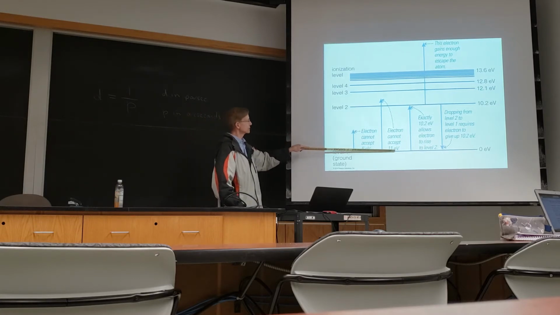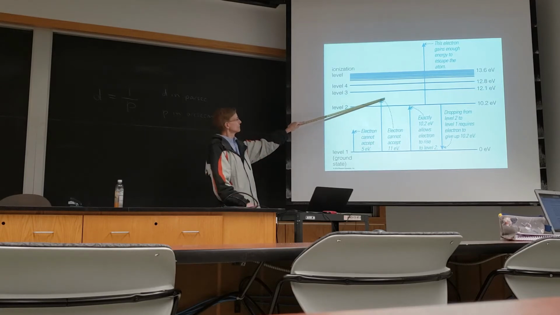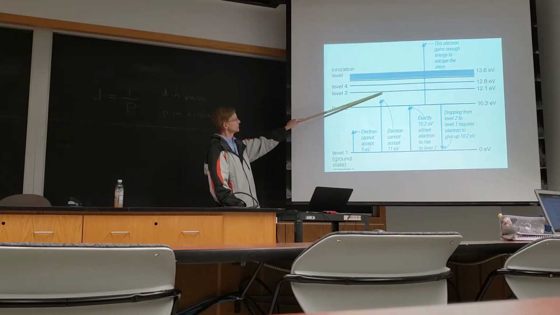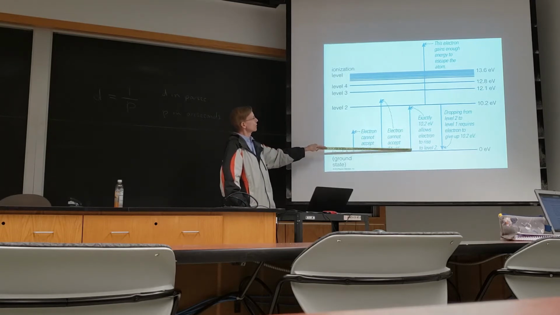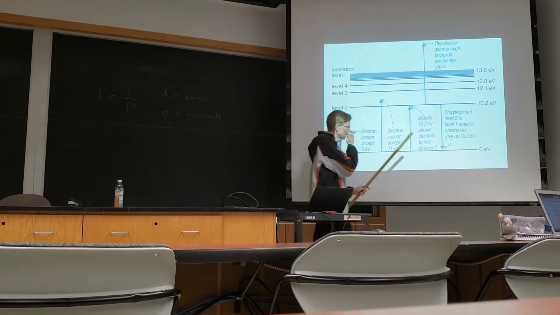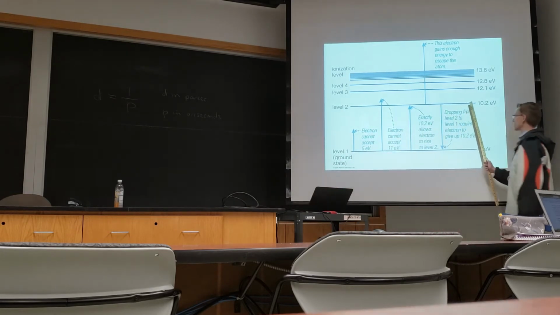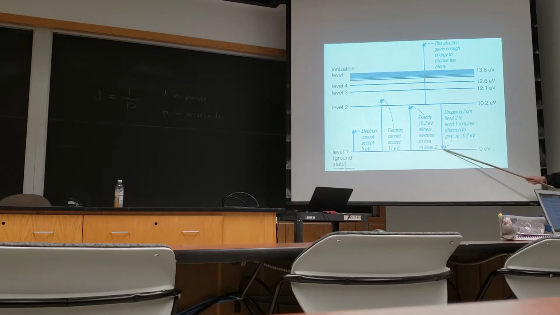Can't accept a photon with 11 electron volts because it's more than enough to get to level 2, but not enough to get to level 3. If it's exactly 10.2 electron volts, bingo, that's just right to go from the ground state to level 2, because that takes 10.2 electron volts. Also, once the atom has its electron in level 2, the electron can drop back down to the ground state and give up 10.2 electron volts.